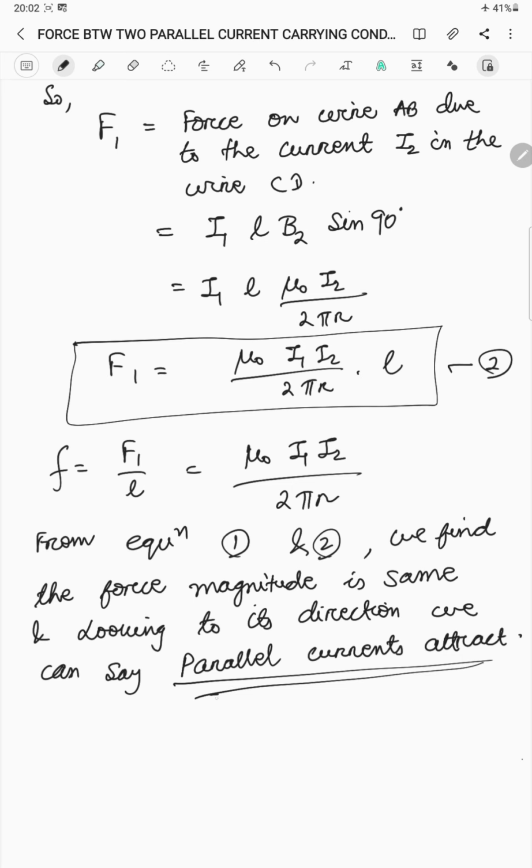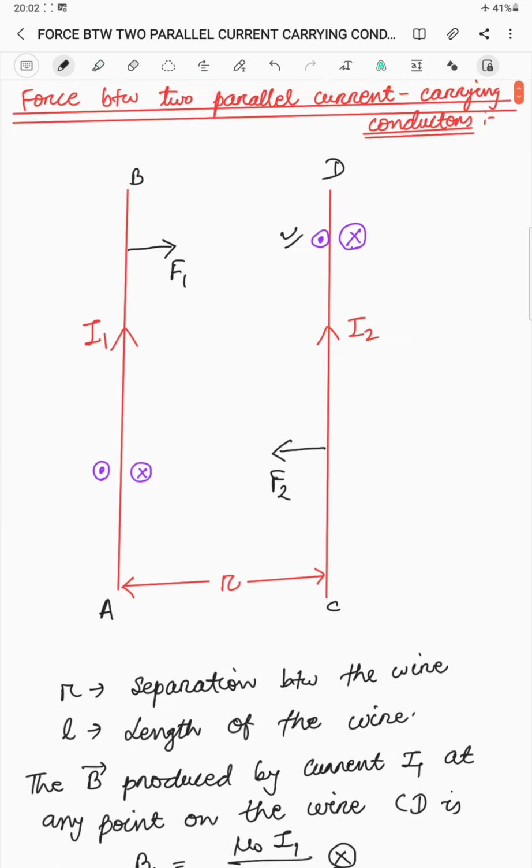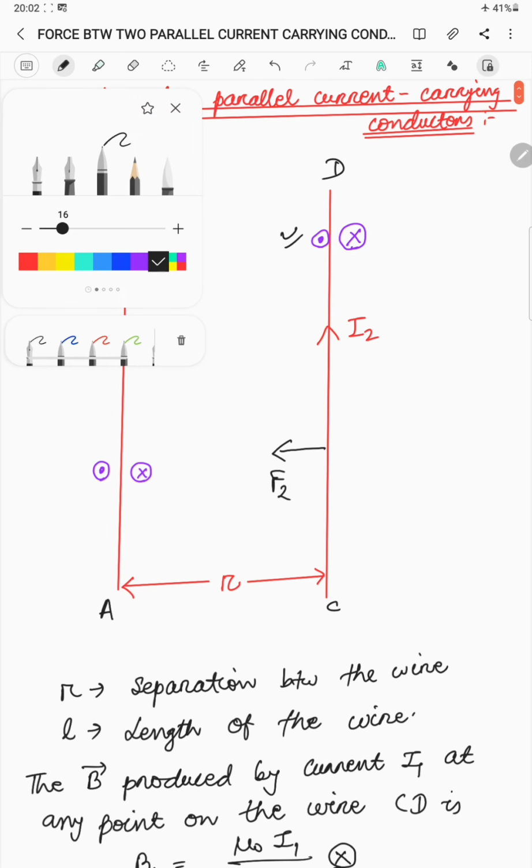Okay, and what about the equation? We can say F1 vector is equal to minus of F2 vector. This is very true. Okay, directions are opposite. Clear? Okay, this is all about your parallel current carrying conductors.